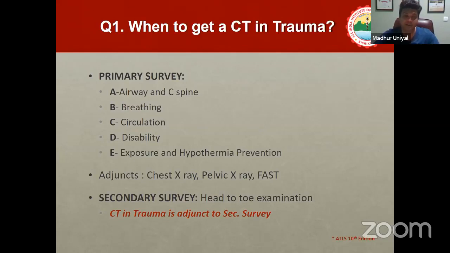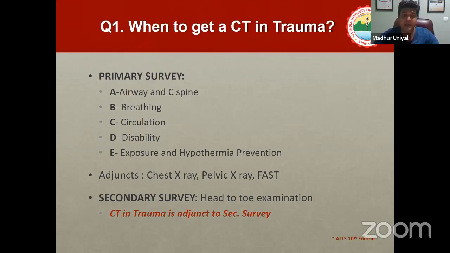And then comes the neurological disability, the focused neurological examination, which is pupillary size, lateralizing signs, and GCS of the patient. And then we prevent hypothermia of the patient, and we expose and see. So there are various sections to the primary survey.